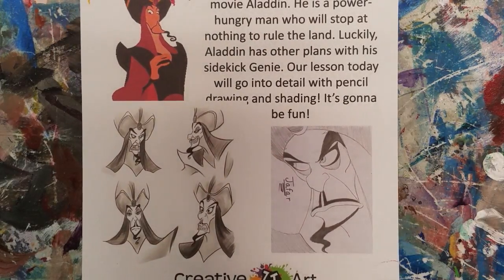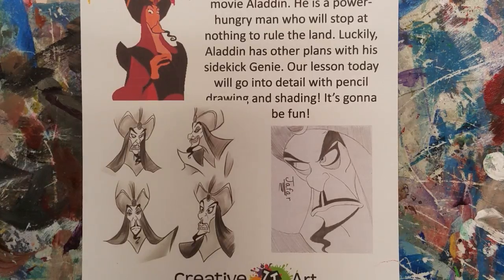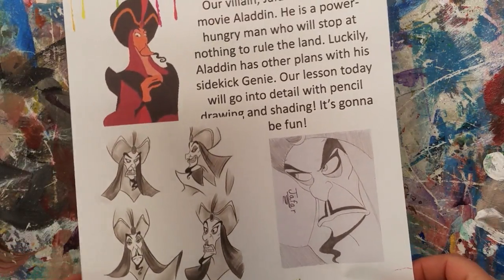Jafar is our villain. He is from the movie Aladdin and he's a power-hungry man who will stop at nothing to rule the land. Luckily, Aladdin has other plans with his sidekick Genie. Our lesson today will be going into detail with pencil drawing and shading. It's going to be fun. So let's go ahead and get started.